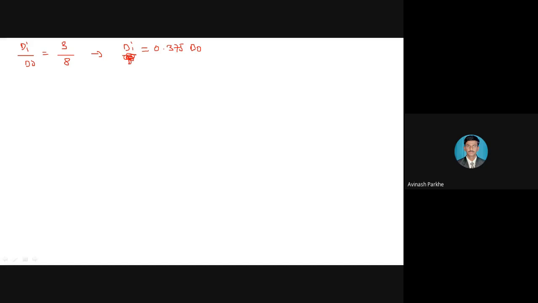Internal diameter is equal to 0.6 times external diameter. But here the ratio is given. Di upon DO is equal to 3 by 8. Always consider this ratio as Di upon DO only. Don't consider DO upon Di. The ratio should be Di upon DO. Therefore, Di is equal to 0.375 times DO.